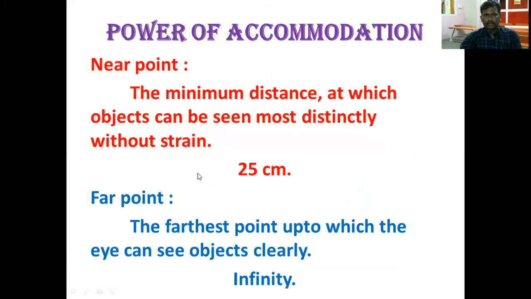Now the power of accommodation, the near point and the far point. For humans, these are average values and may vary from person to person. For a normal eye, the near point is 25 centimeters and the far point is infinity. The far point is nothing but how far you can see. The near point is the minimum distance at which an object can be seen most distinctly, with clear vision. The minimum distance is 25 centimeters. For longer distances, it is called the far point.